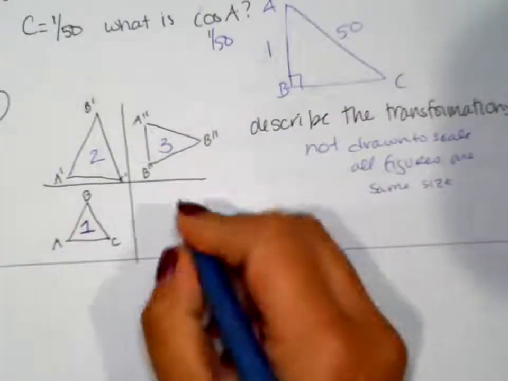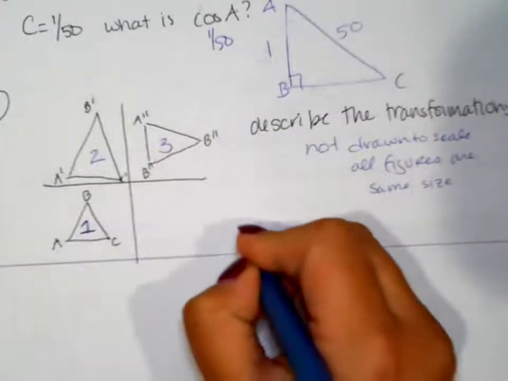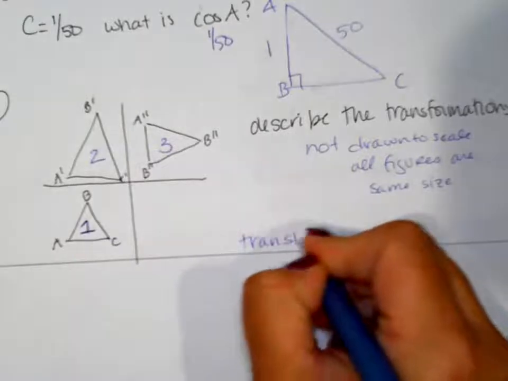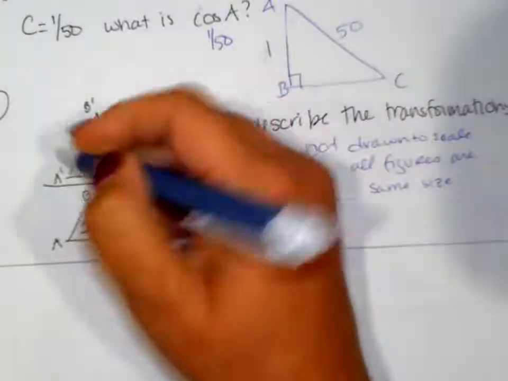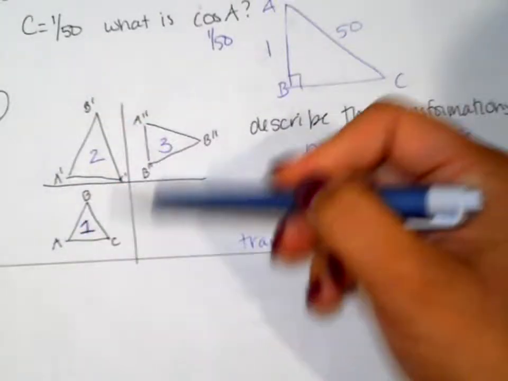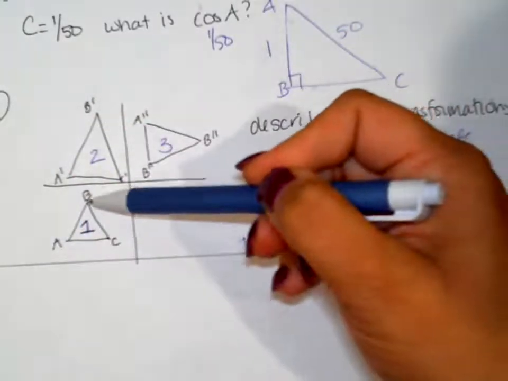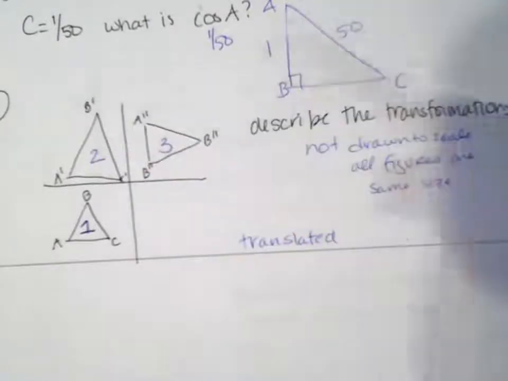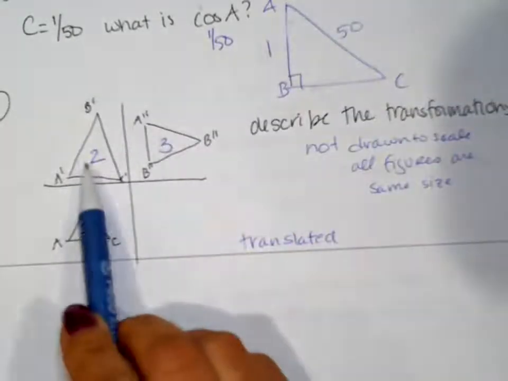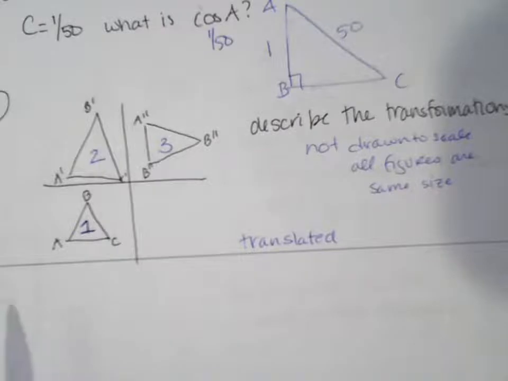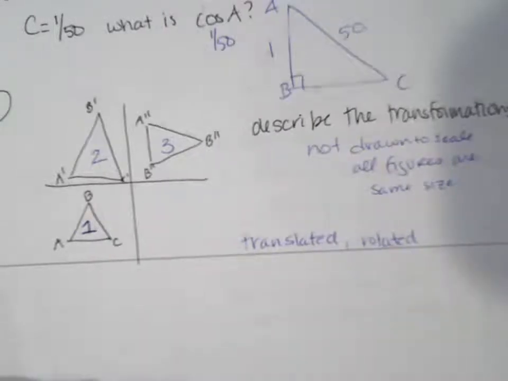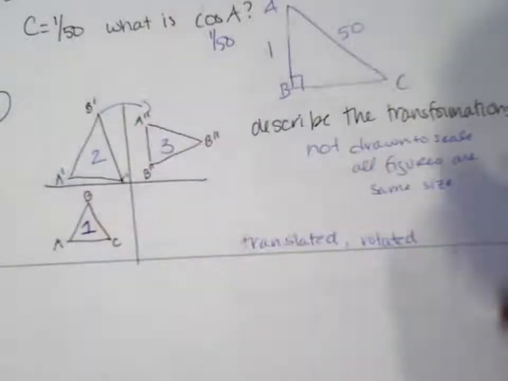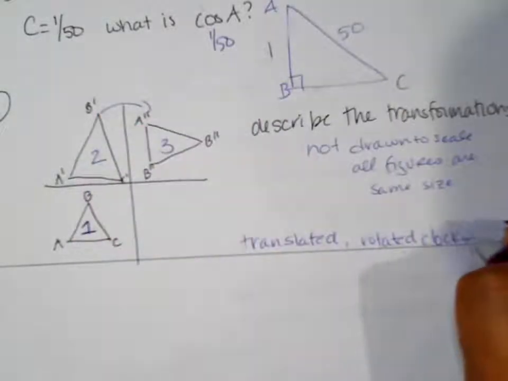So my first one from 1 to 2, I translated. If you had numbers given on here or they actually put points, you could tell me how many you translated. So I translated it up however many and over how many. And then how did I get from here to here? I rotated. And which way did I rotate? I rotated it that way, which would be clockwise. Okay.